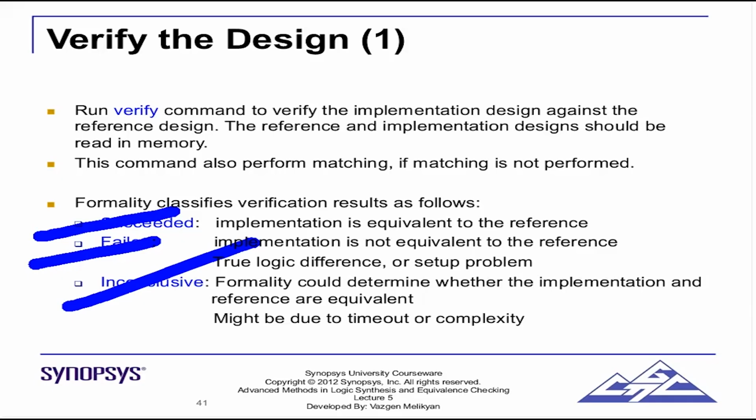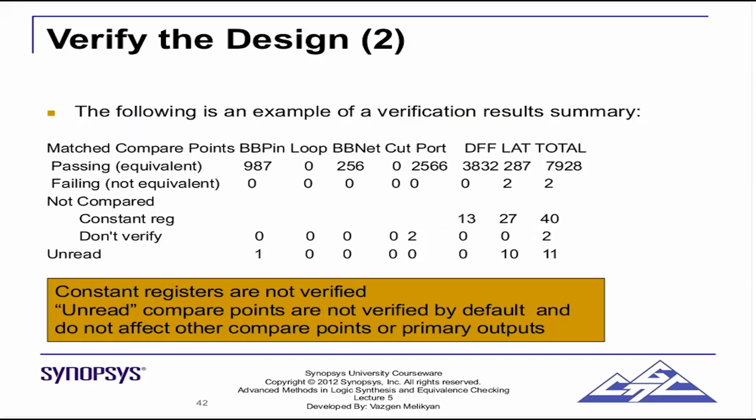This happens when the data paths are very complex, or the logic cone is very big, right? And the algorithm runs out of time. So this is the report, a typical verification report. Matched compare points, passing, failing. Here it is categorizing the compare points as black box pin, loop, black box net, cut point.